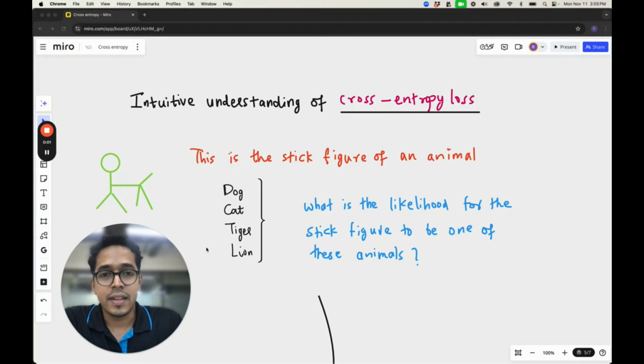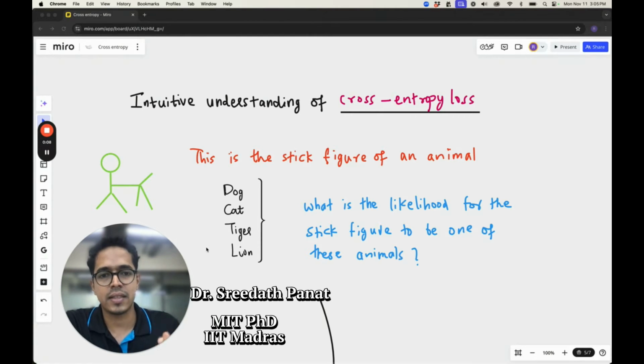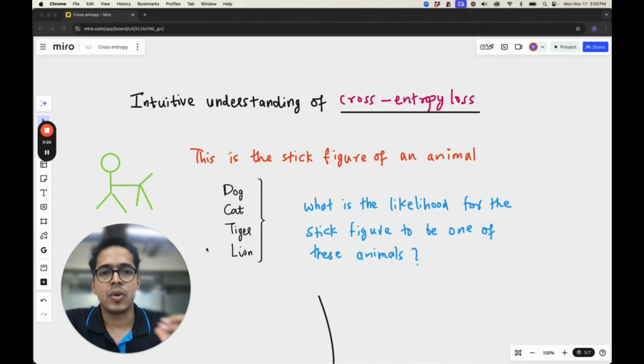Hi, in this video, I want to discuss cross-entropy loss and try to give you a very intuitive understanding rather than just a mathematical formulation. If you have worked on machine learning or if you have discussed with people working in machine learning, you might have come across the term cross-entropy loss. The mathematical formula for cross-entropy loss is very simple, but yet I have seen that many people do not have an intuitive feel for what exactly this is.